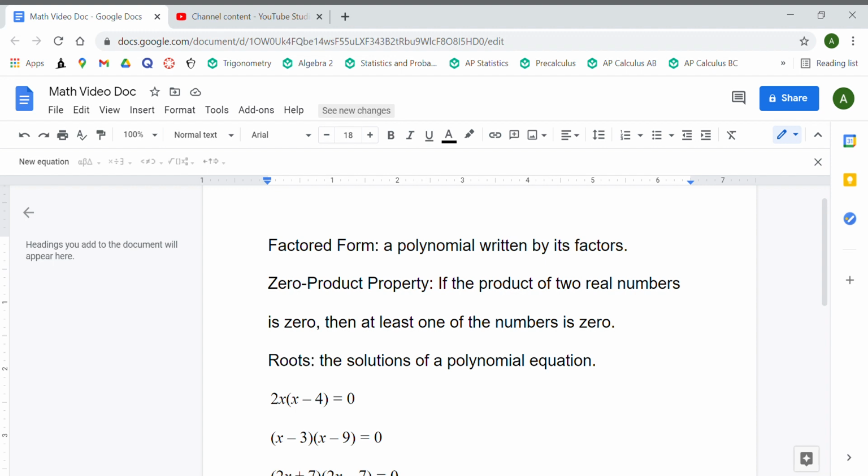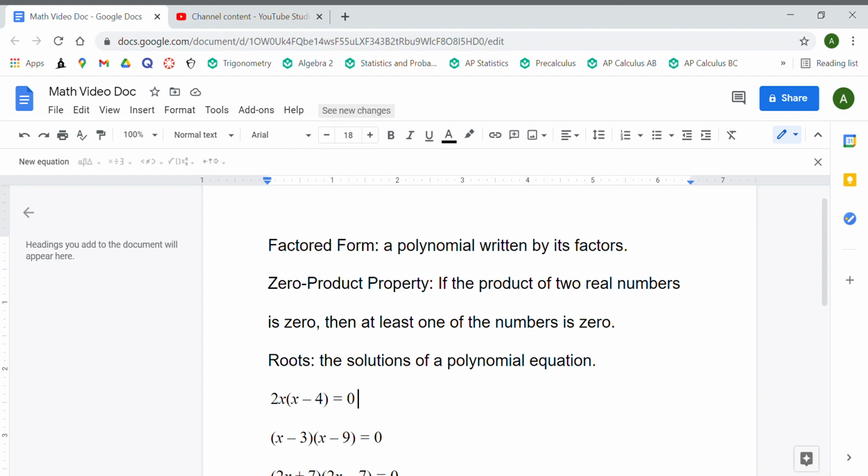So here's your first equation. We have 2x times x minus 4, set equal to 0. Notice there are two different parts with variables. We have 2x, and we're multiplying that by x minus 4. Using the zero product property, we set each chunk equal to 0, then we can find the x value that makes each of these terms 0.